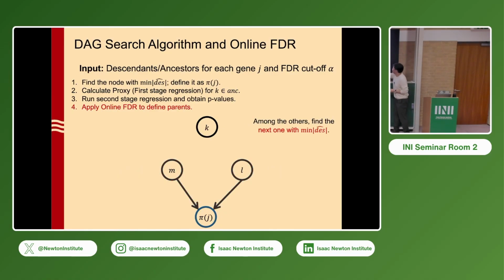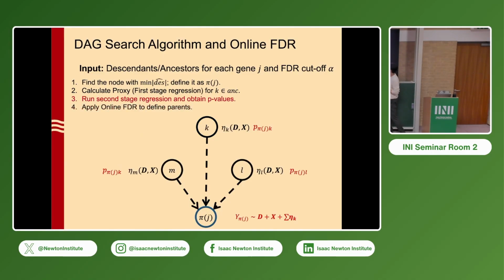So after this stage, removing this node, among the other nodes we find the one that has the least number of descendants. And we go through this procedure to build a DAG from bottom to top. And for this adjustment on the p-value, we need an online FDR because it's a sequential approach. Okay.